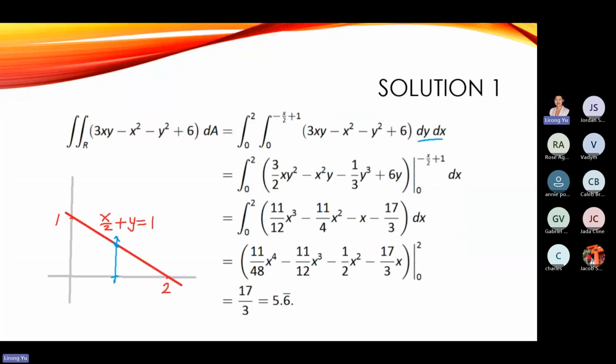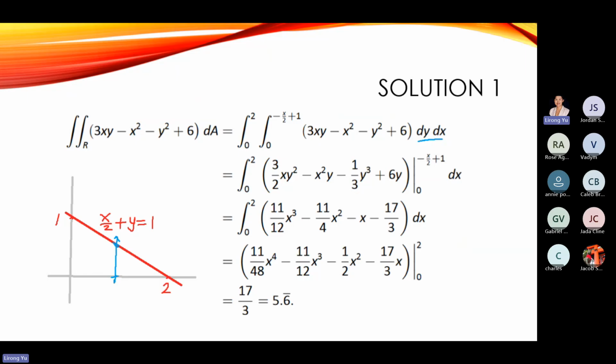Now, if you want to do dy dx, then your x boundary has to be identified as two numbers for the x value. And then the y value has to have function boundaries, an upper boundary and a lower boundary, that are functions that y equals to. Make sure you have your y solved in your equation. So for example, the upper boundary should be y equal to 1 minus x over 2.